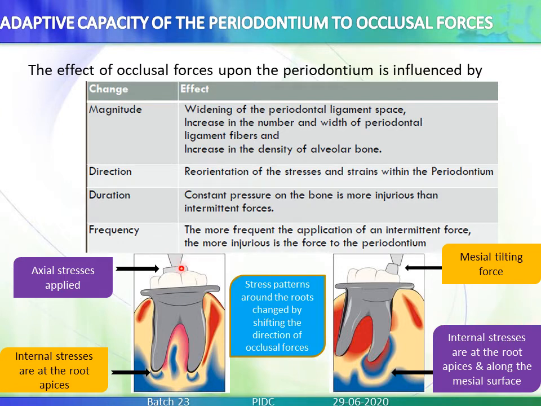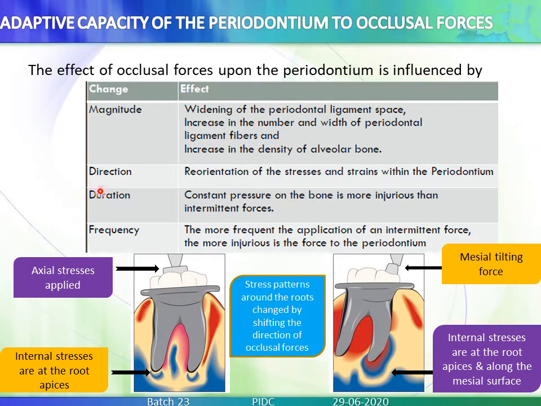When axial stresses are being applied, the internal stresses are being concentrated at the root apices of both roots. But when there is a mesial tilting force, that is, force on only one side, you can see that the internal stresses have been concentrated along the root apices, that is, along the mesial surface only. So gradually this surface will have more force applied and more destruction taking place than the other sides. So if there is a change in the direction, there is going to be a reorientation of stresses and strains within the periodontium.